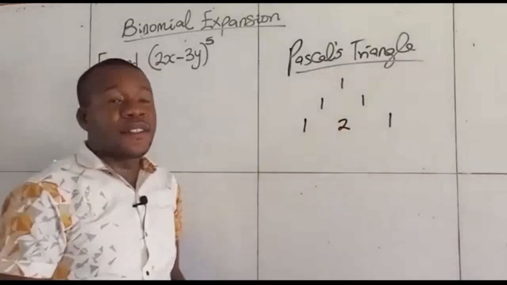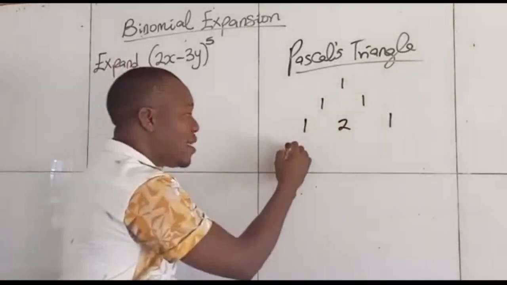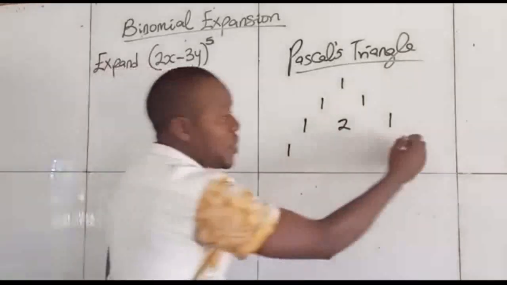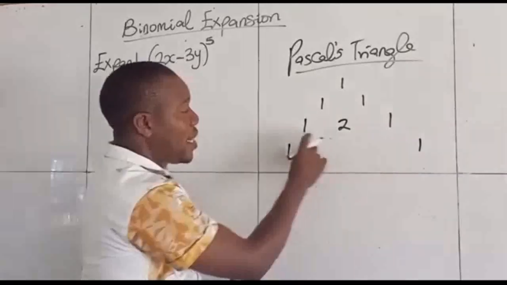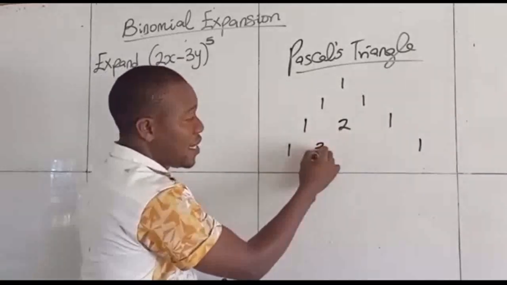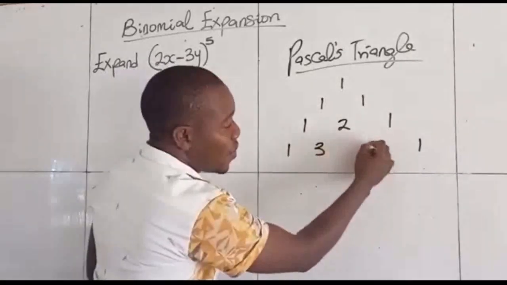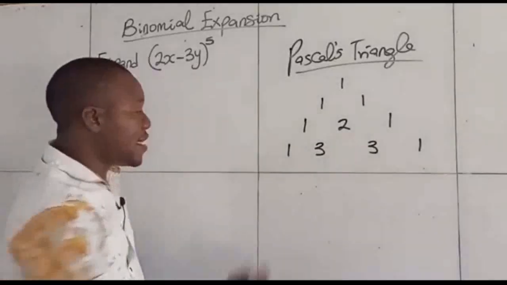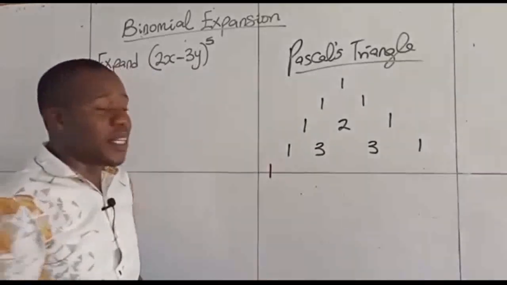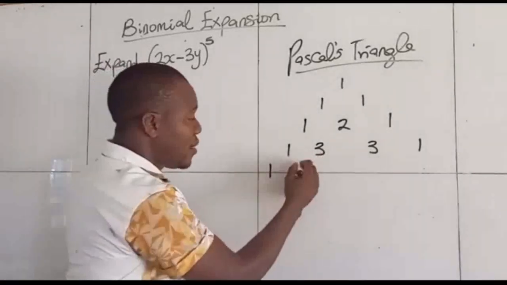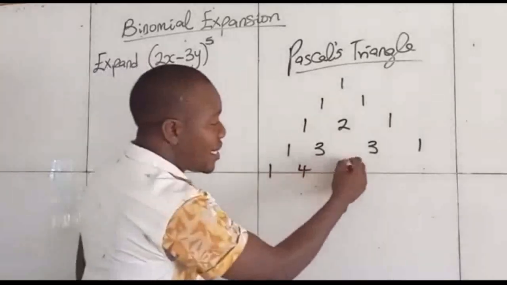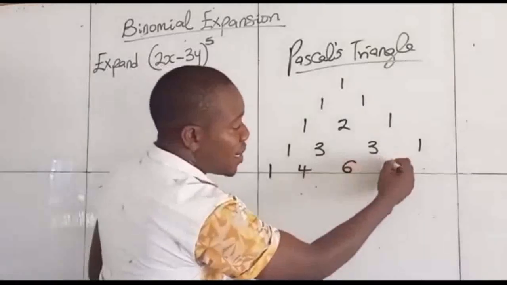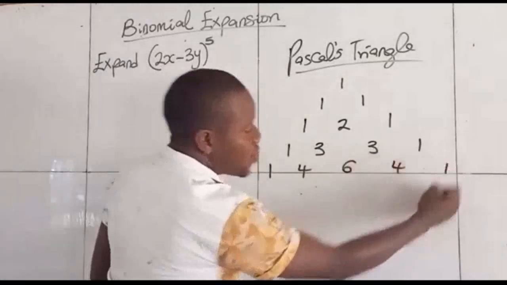That's the next level. The next level, we have 1. It always starts with 1 and always ends with 1. So to get the numbers here and here, we add 1 and 2, you have 3, add 2 and 1, you have 3. But the next level starts with 1 also. Then 3 plus 1, 4. 3 plus 3, 6. 3 plus 1, 4. And then it ends with 1.